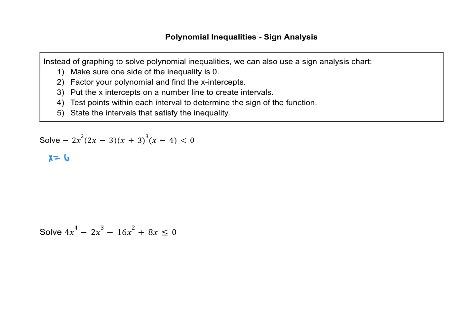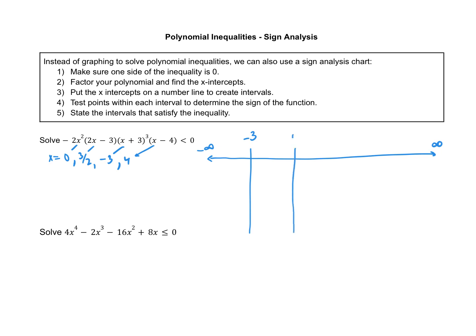Our zeros are 0, 3/2, -3, and +4 from our factored brackets. Now, I'm going to create a number line here from -infinity to infinity, and I'm going to place these zeros on the number line in proper order. So we have -3, we have 0, we have 3/2 or 1.5, and we have 4.